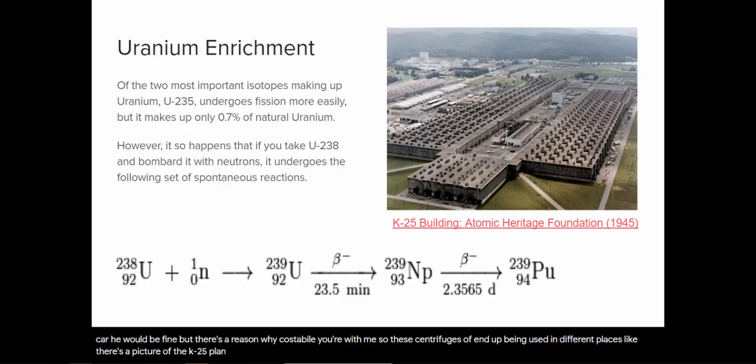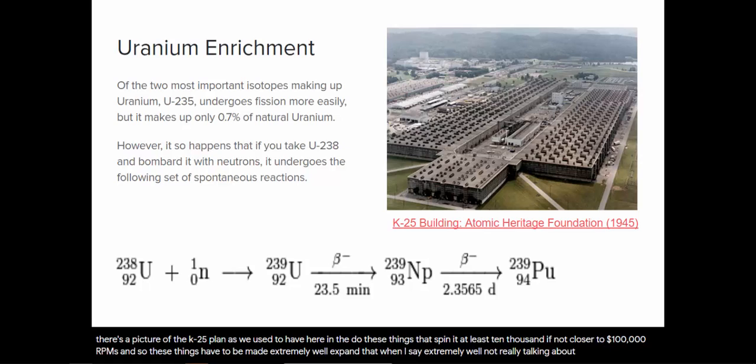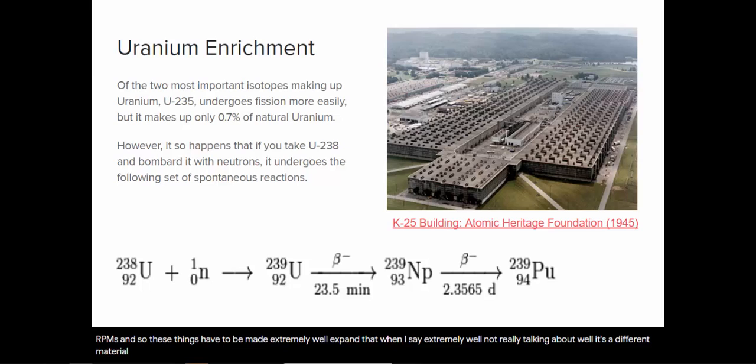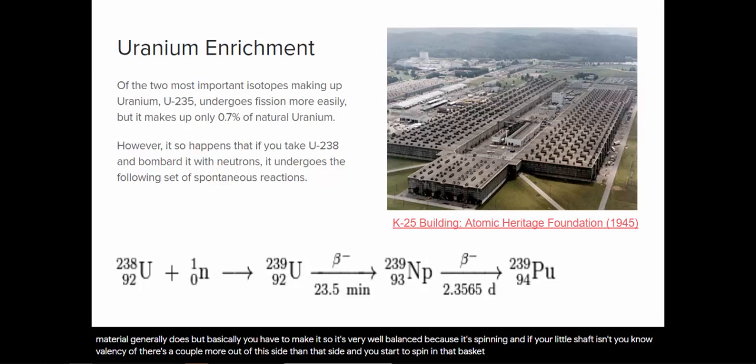So these centrifuges end up being used in different places, like there's a picture of the K-25 plant that we used to have here in America, in Oak Ridge, Tennessee. They have to do these things that spin at least 10,000, if not closer to 100,000 RPMs. And so these things have to be made extremely well. And when I say extremely well, I'm not really talking about a different material. I mean, generally it is, but basically you have to make it very well balanced because it's spinning. If your little shaft isn't balanced, if there's a couple more atoms on this side than that side, and you start to spin it that fast, it'll be uneven and it'll start to wobble and it'll break.